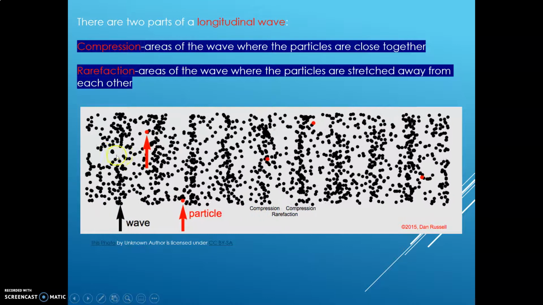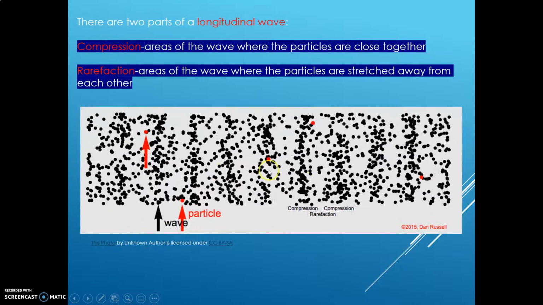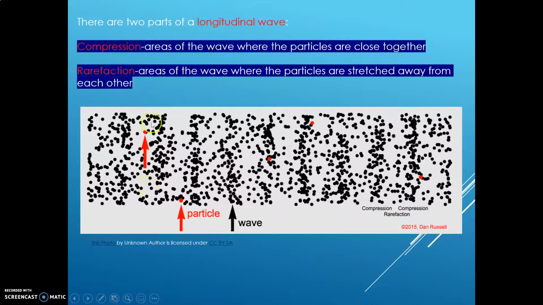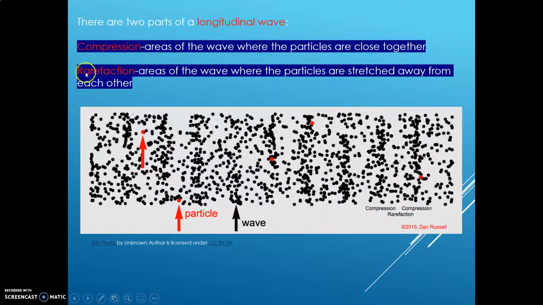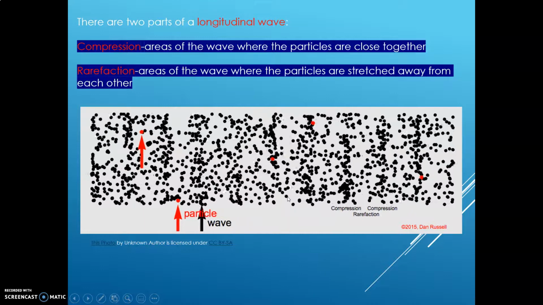And look what happens as the energy moves from left to right. The particles move from left to right as well, but they bunch up. Where they bunch up is called the compression. They compress together, that's where the particles are close together. And then there's the rarefaction, those areas in between the compressions, where the particles are more stretched out and further away from each other.